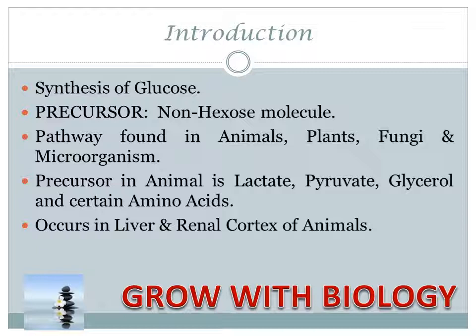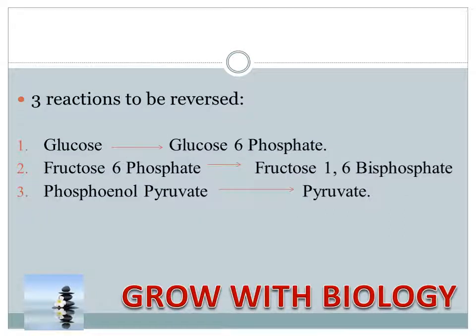Now, what are the precursors, or what are the non-hexose precursor molecules? In animals, the non-hexose precursor molecules include lactate, pyruvate, glycerol, and certain amino acids. It means that lactate, pyruvate, glycerol and certain amino acids can be converted back to glucose. Now this reaction takes place in the liver and in the renal cortex of animals.